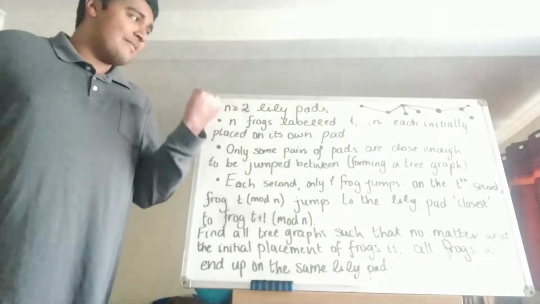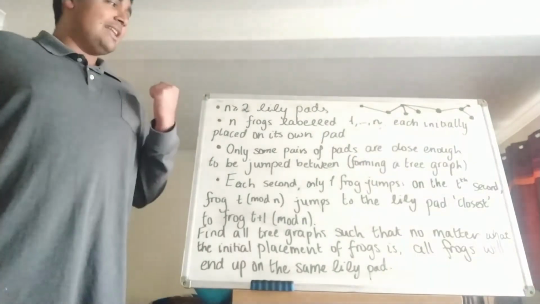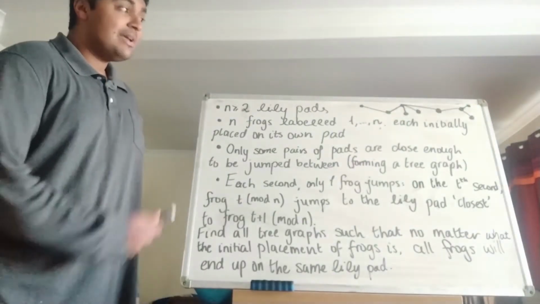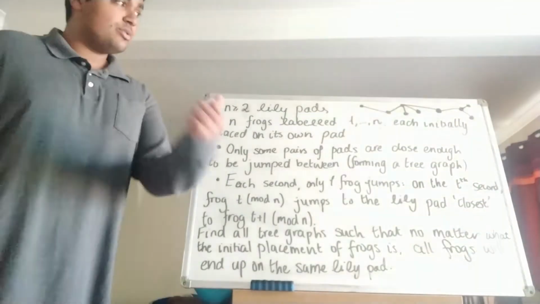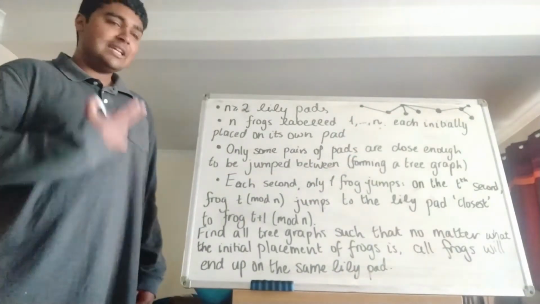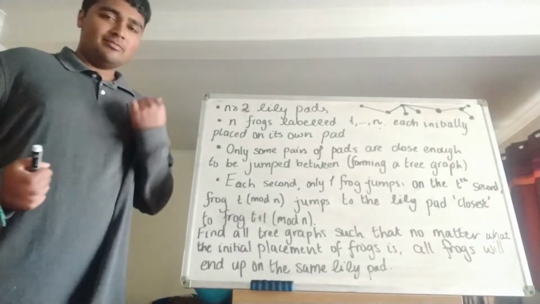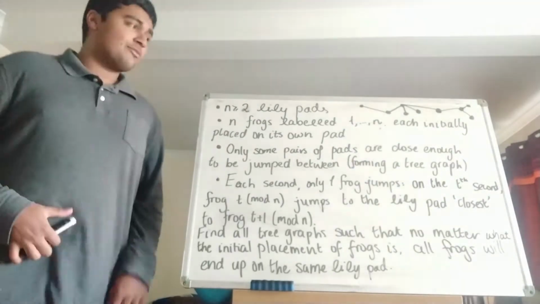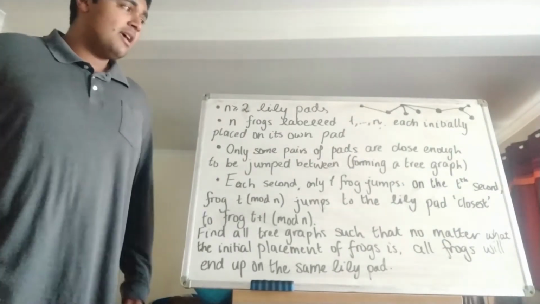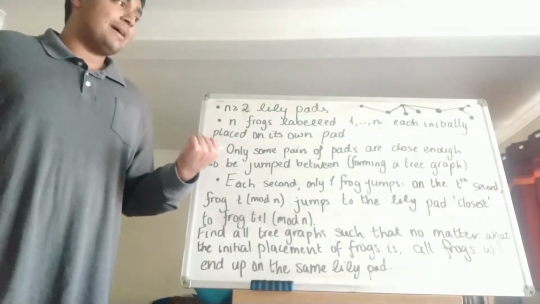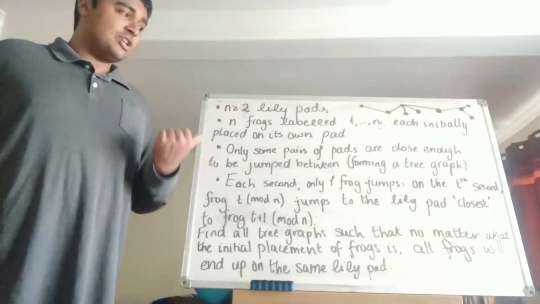Anyway, we have n lily pads like we did in part 1, and n is a positive integer at least 2, and we also have n frogs labelled 1, 2, 3 all the way up to n, and initially each frog is on its own lily pad, so n lily pads, n frogs, each frog is on its own lily pad by itself. Okay, now only some pairs of lily pads are close enough together to be jumped between, forming a tree graph.